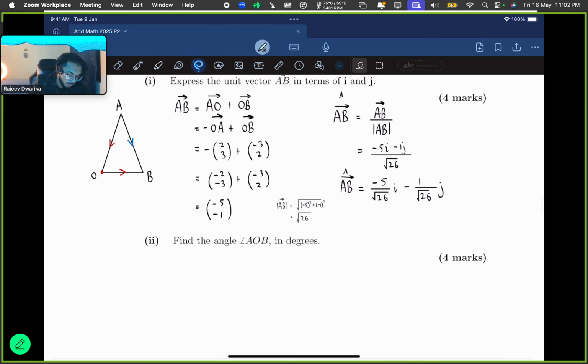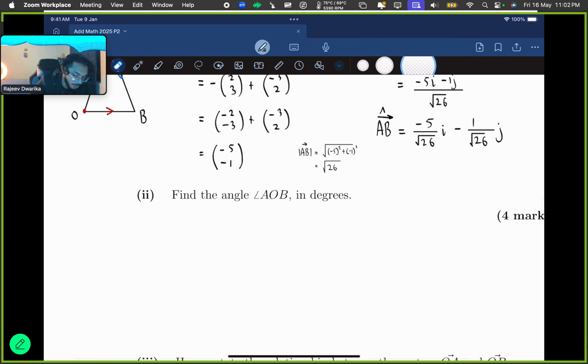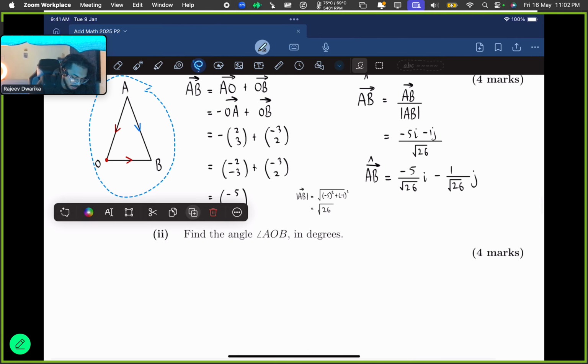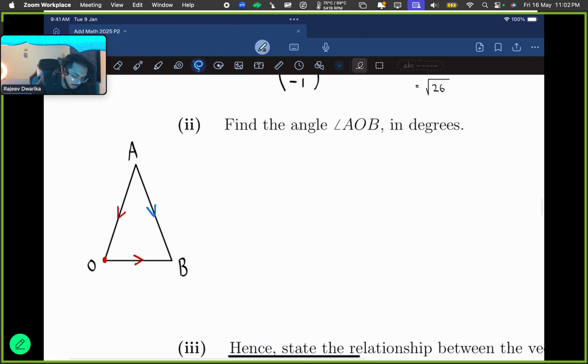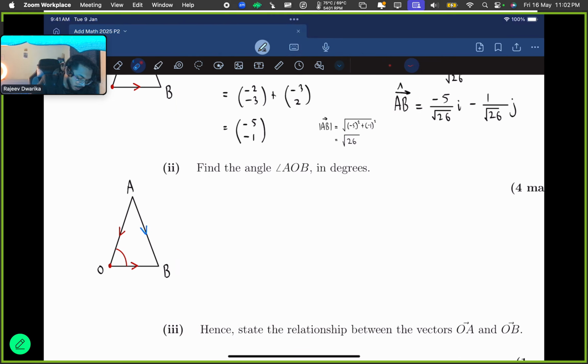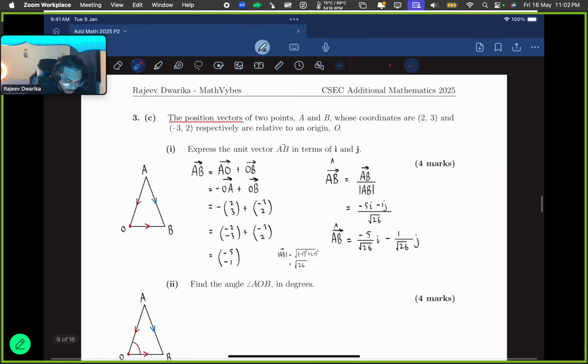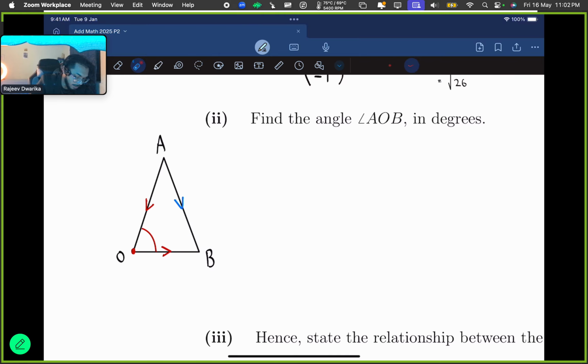So let's find the angle of AOB. Let me show you what that means graphically. I draw my diagram so I know what that looks like. On the graph, this is how you would go from O to A, and then how you would go from O to B. O to B is minus 3, 2, so that'll be somewhere over here. And the angle would be here.